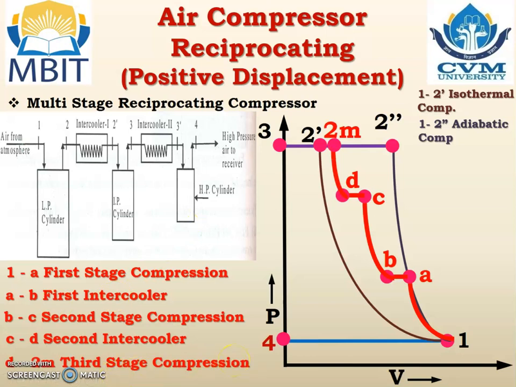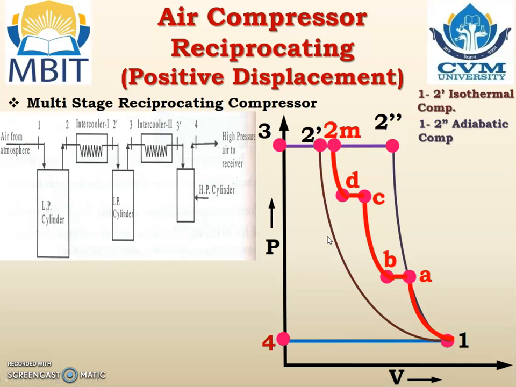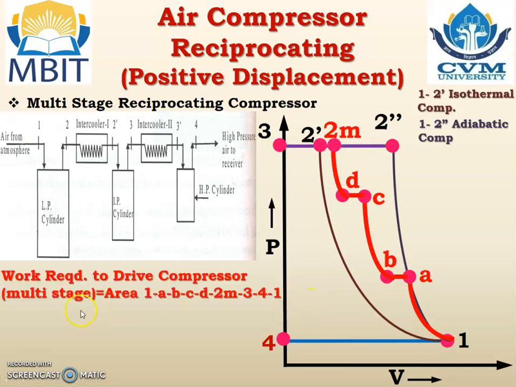It means if we use the multi-stage compression process, then the process will be 1 to A, A to B, B to C, C to D and D to 2M. So what will be the work required to drive the compressor? Let us see. The work required to drive the compressor for the multi-stage case will be 1, A, B, C, D, 2M, 3, 4 and 1. That area will be the work required to drive the compressor.